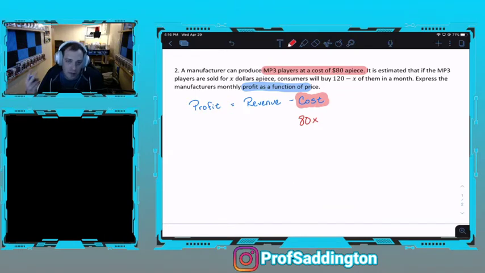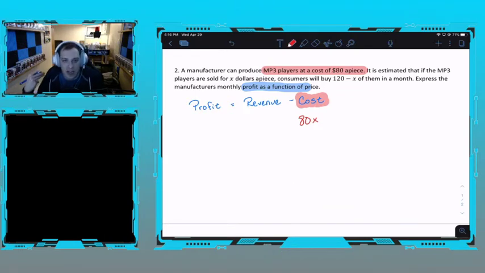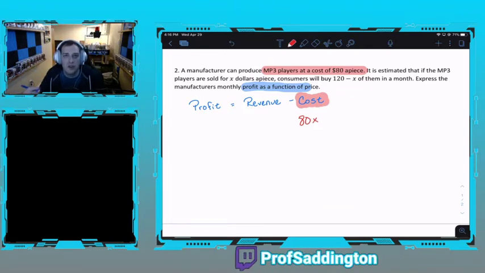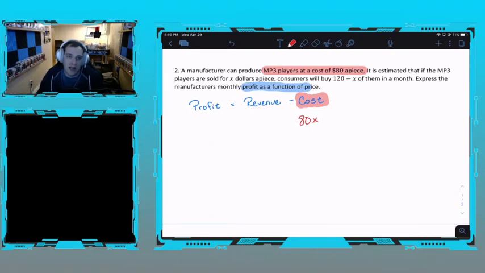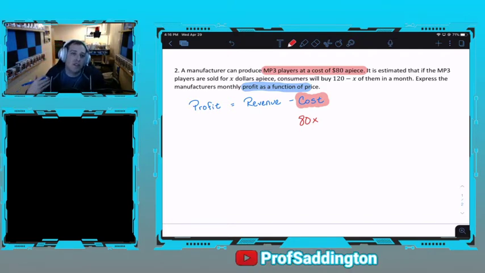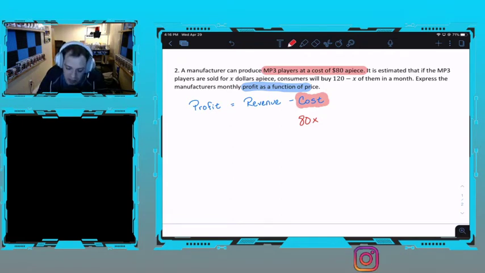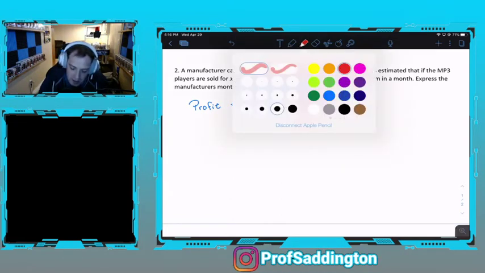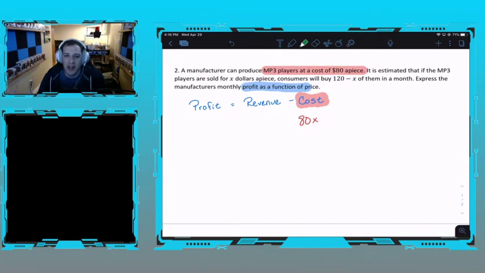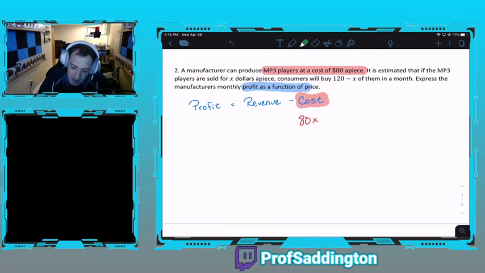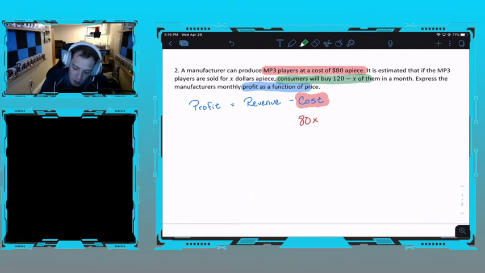So if I made 2 MP3 players, that's $160. If I made 3 MP3 players, it's $240. And we're just going on and on and on. We just don't know what X is. As far as the revenue goes, that's how much the consumers are paying. So this one is written out weirdly, but it's because it's a function. We don't know what X is. It's saying that the consumers will buy 120 minus X of them in a month.